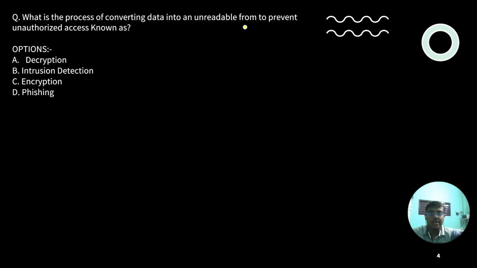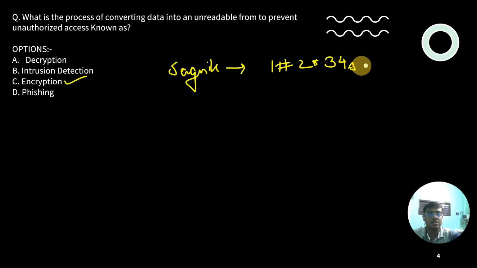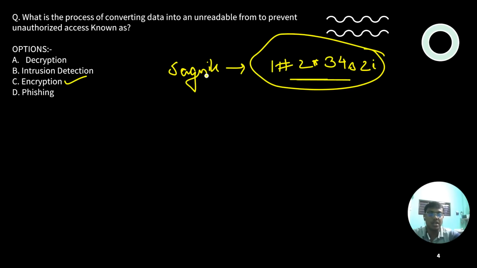So what is the process of converting data into an unreadable format to prevent unauthorized access known as? It is a simple question. The process is encryption. As you know, in encryption, suppose I am writing Shagnik, after encrypting this may be turned to, let's say, 1 hash 2 star 3 4 s 2 I, something like this, an imaginary something, so that the actual data is not visible to the users.